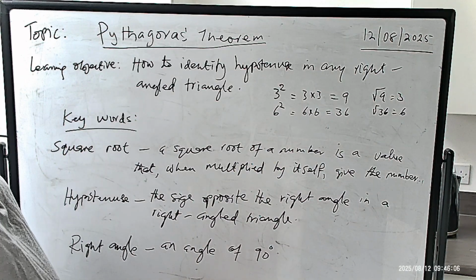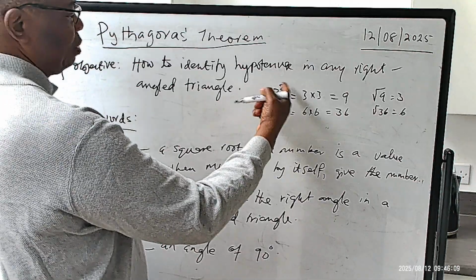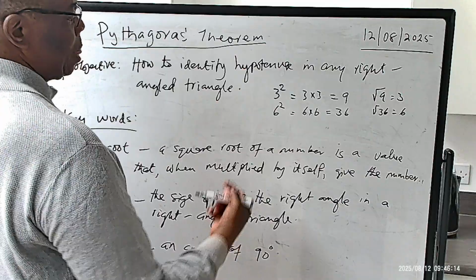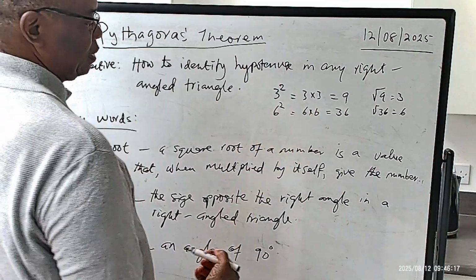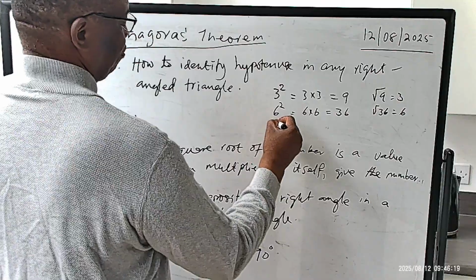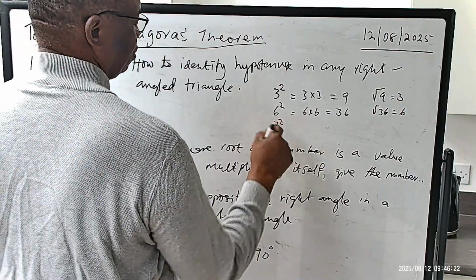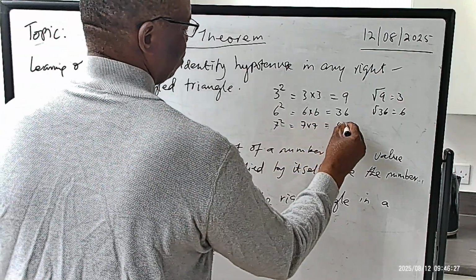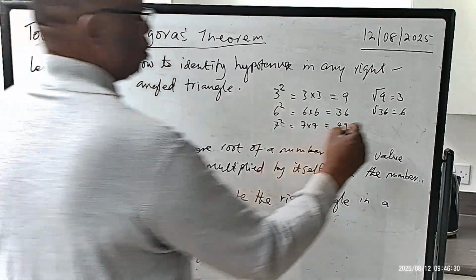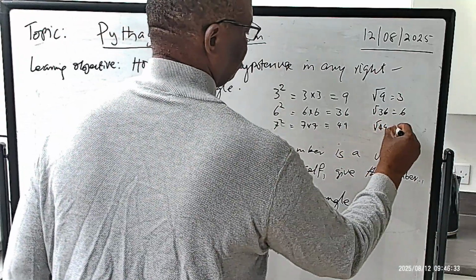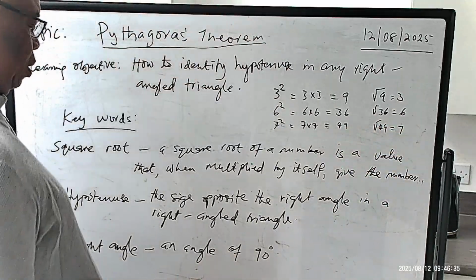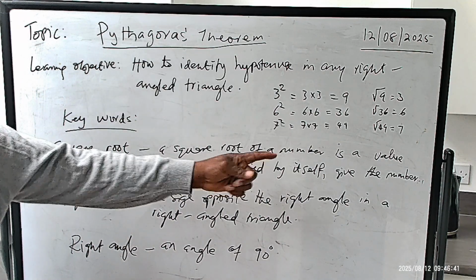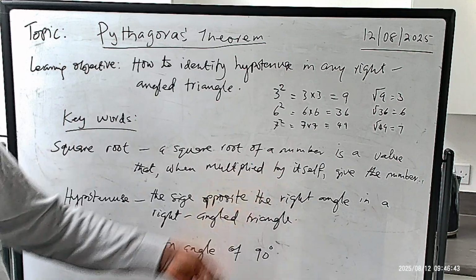What is that thing you multiply twice that will give you that number? So, a square, this is a square. Square of 3 is 3 times 3, which is 9. And the square of 6 is 6 times 6, which is 36. So the square of 7 means 7 times 7, which will give us what? 49. And the square root of 49 is equal to 7. So, as the square root of a number is a value that, when multiplied by itself, gives the number.